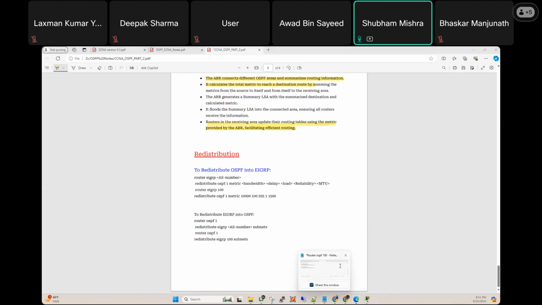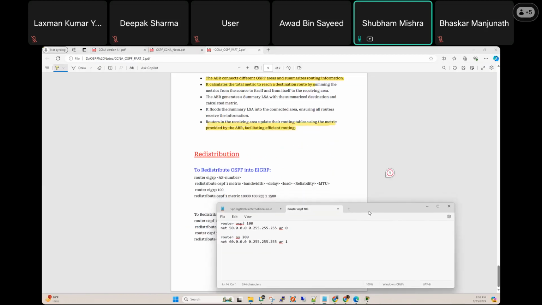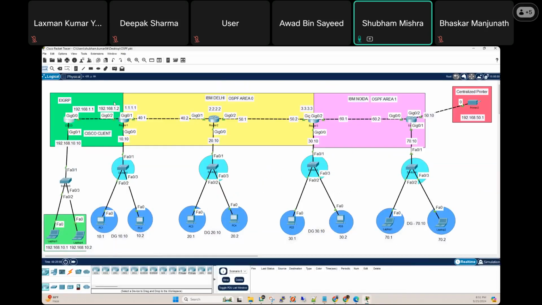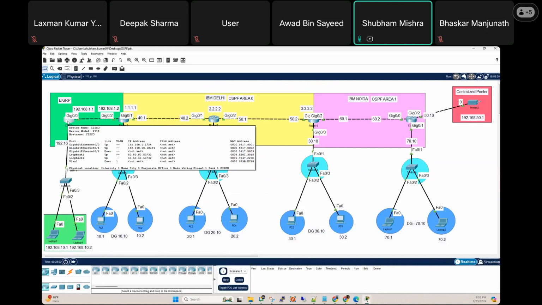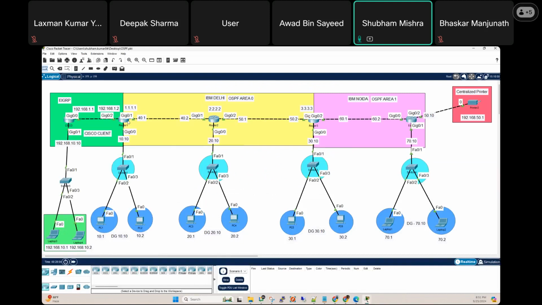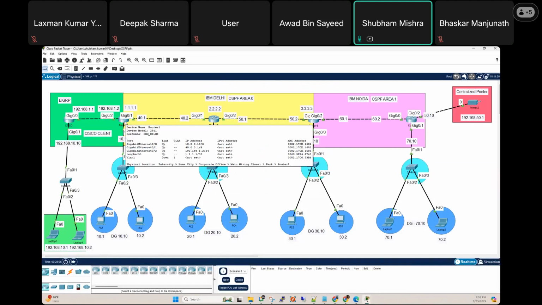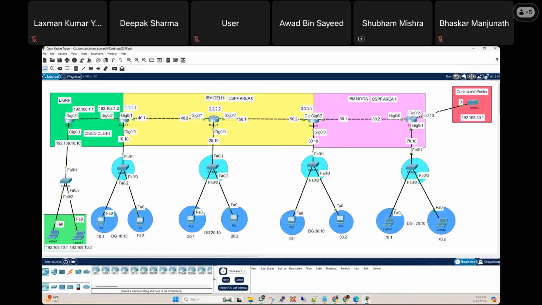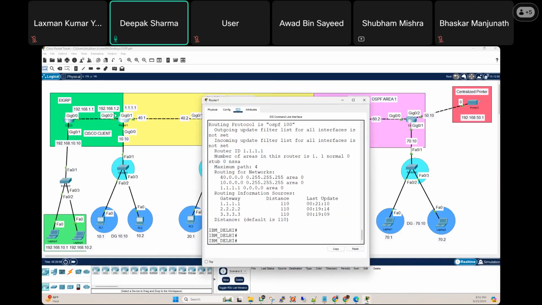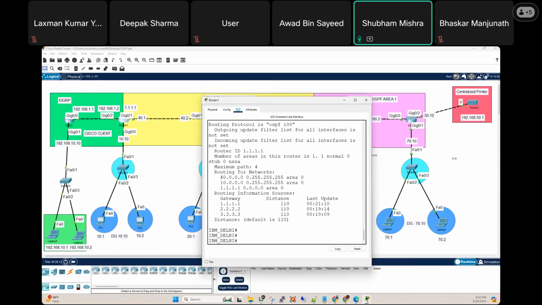Now, come here. On this router, what are we doing? We are advertising OSPF into EIGRP. On this router we already configured EIGRP. But tell me, on this router also you need to configure EIGRP, yes or no? Because this interface belongs to Cisco.